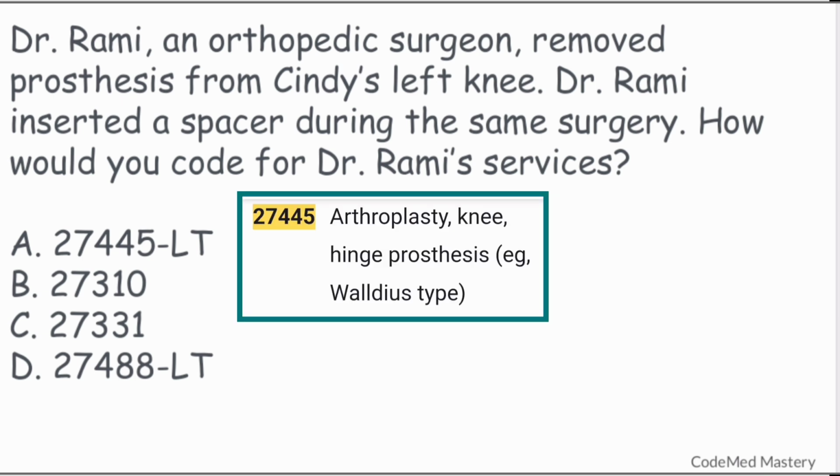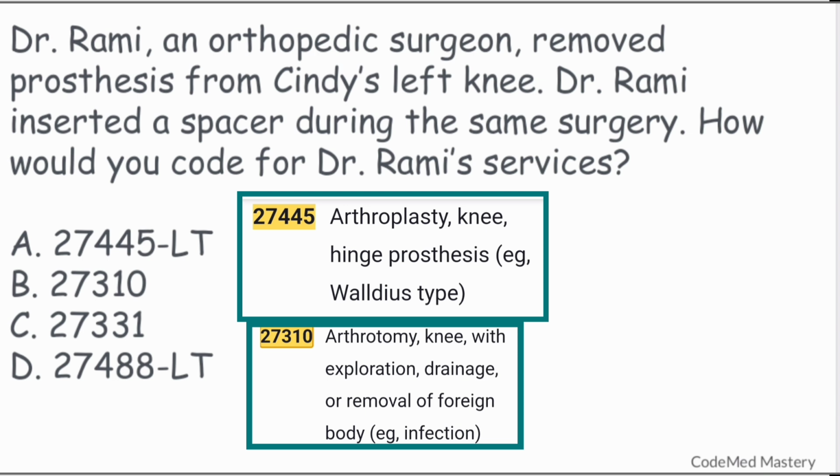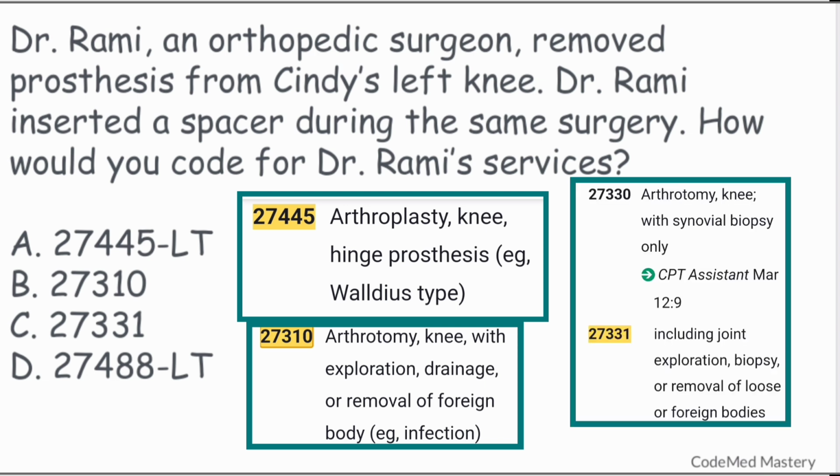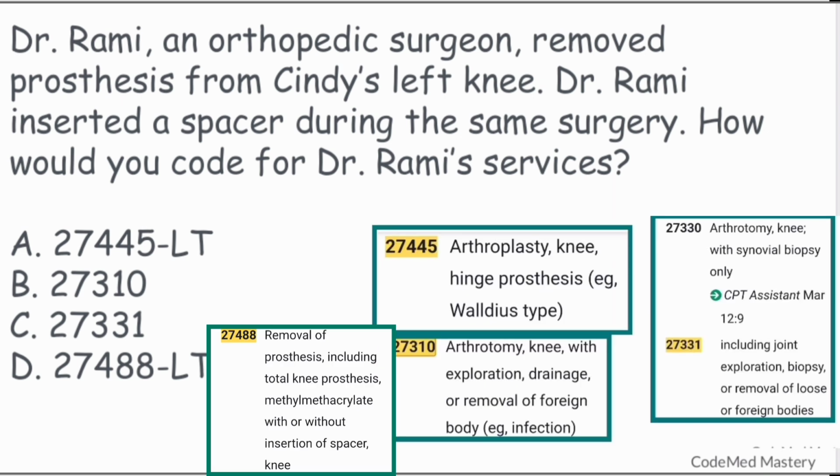27445 is for arthroplasty knee hinge prosthesis, example, Waldeus type. Option B, 27310 is for arthrotomy knee with exploration, drainage or removal of foreign body. Option C, 27331 is for arthrotomy knee including joint exploration, biopsy or removal of loose or foreign bodies. And option D, 27488 is for removal of prosthesis including total knee prosthesis, methyl methacrylate with or without insertion of spacer knee. So which among these four codes is the right answer?